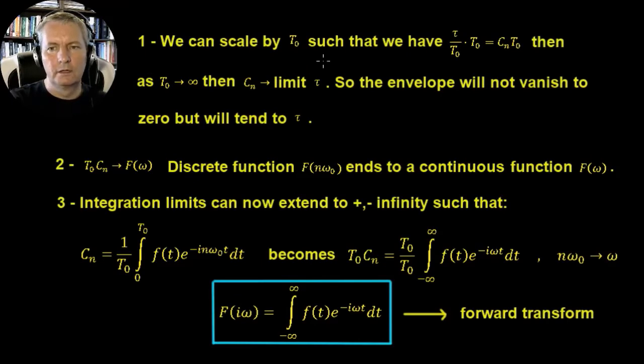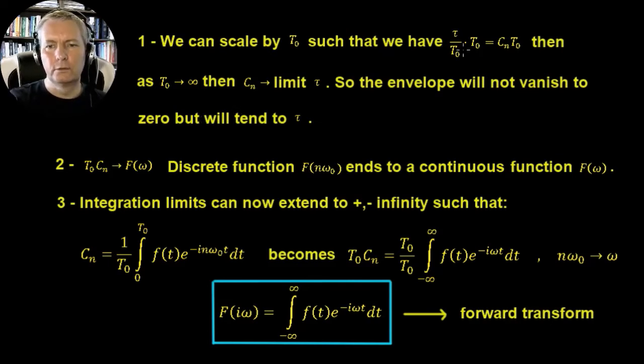So what we do is a little mathematical trick, and it's simply a scaling factor. We noted that our tau upon t0 will tend towards 0 as t0 tends to infinity. But if we scale that by a factor of t0, then t0 would divide by t0, so it would all tend towards a limit tau. So our Cn t0 would tend towards this limit of tau. So the envelope wouldn't vanish, it would remain.